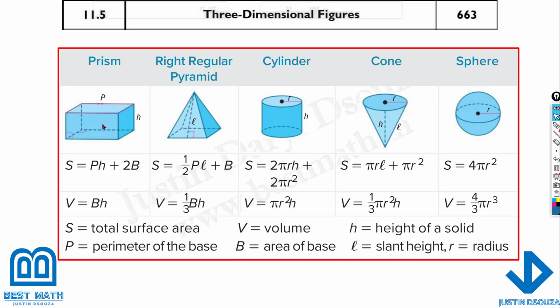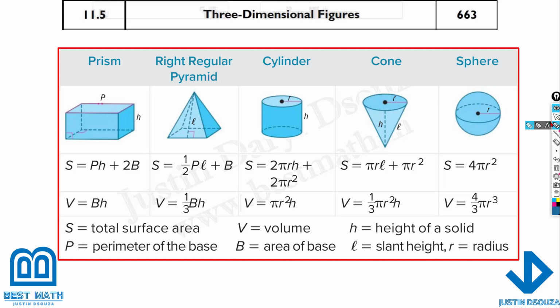You need to know what type of prism it is, whether it's a rectangular prism or a triangular prism. Here we can see it's rectangular. So this P is the perimeter of the base. This base is there, right? That perimeter will be length and breadth. What about this B value? That is the area of the same base.